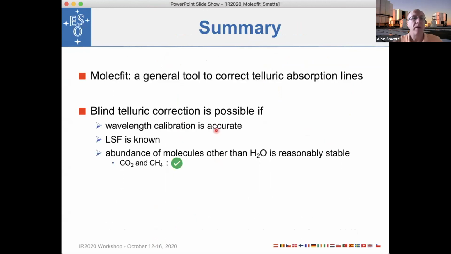So thank you. I hope that I've convinced you that Molecfit is indeed quite a general tool to correct for telluric absorption lines, and that we can aim at blind telluric correction if the wavelength calibration is really accurate, if we know the parameters of the line spread function, and if the abundance of molecules other than water vapor is reasonably stable. Thank you.